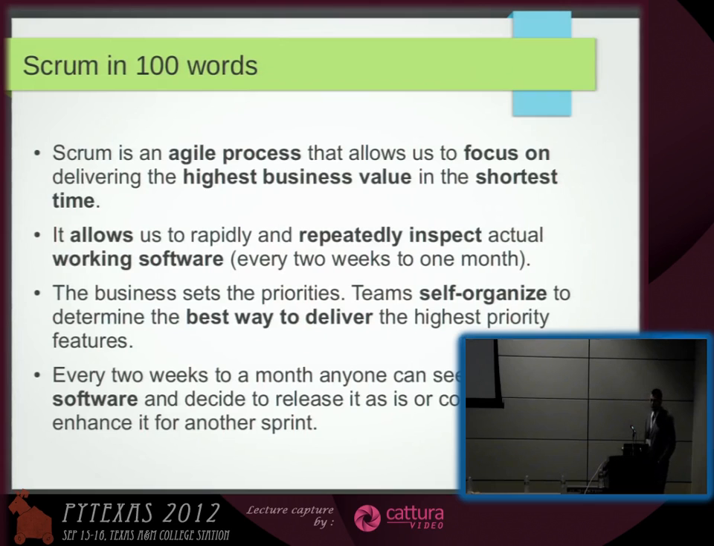In 100 words, it's an agile process that allows us to focus on delivering the highest business value in the shortest amount of time. It also allows us to continuously verify or inspect the actual product that we work on. It's important to say that in Scrum, a team is allowed to self-organize, or actually encouraged to self-organize, in order to find the best way to deliver the goals. The last thing is that in every iteration, which can be 2 weeks up to a month, anybody can really see working software or a deliverable that's a potentially shippable product.